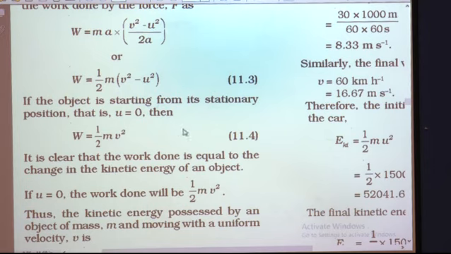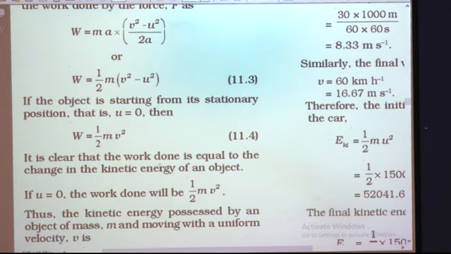If the object is starting from its stationary position, then its initial velocity is 0. We have discussed it in chapter number 8, that if the object is starting from stationary position, means from rest position, then the value of initial velocity is 0, u is equal to 0. So, just put the value of u is equal to 0 in this equation. What do you get? W is equal to half m bracket V square minus 0, means V square. So, we get this final equation, W is equal to half m V square, 11.4.